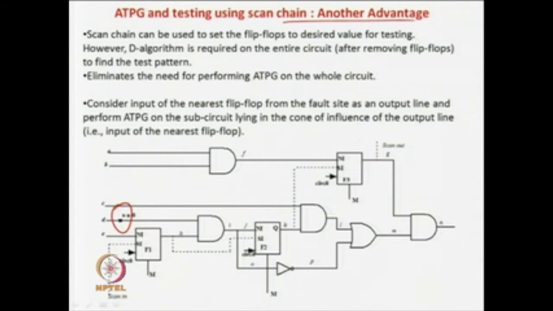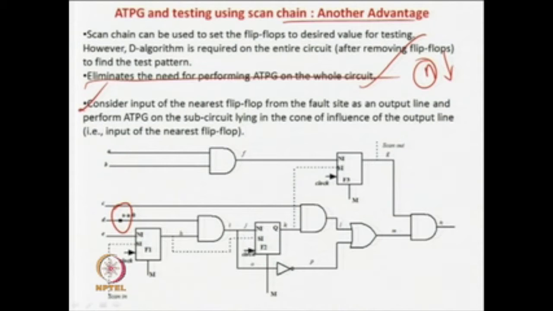But now, we will see another advantage: in case of scan chain, you do not consider the whole circuit for the ATPG. First, you have to find out, eliminate the ATPG on the entire circuit. So, the new advantage is that we eliminate the ATPG from the whole circuit, and this n factor will also come down. So, we have to find out what?